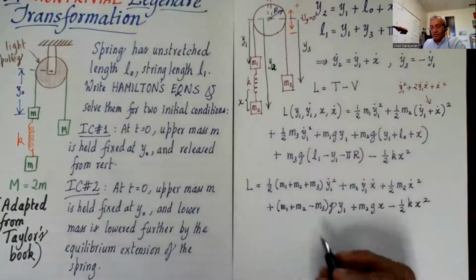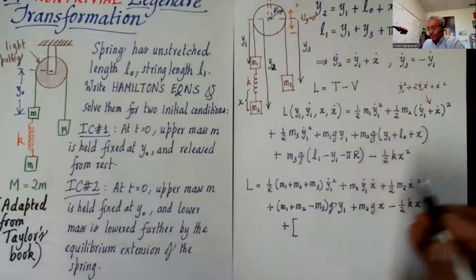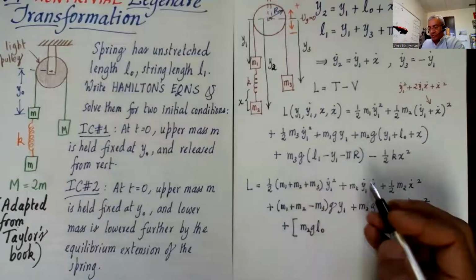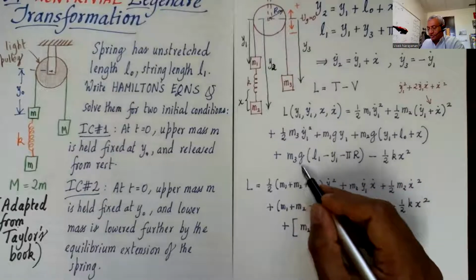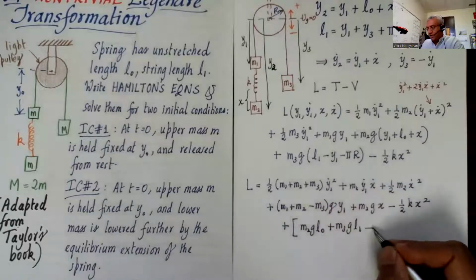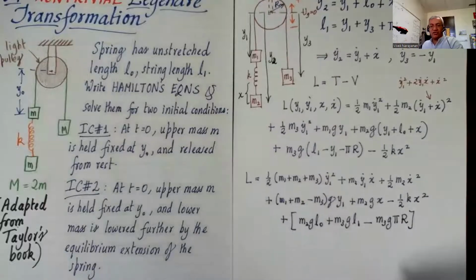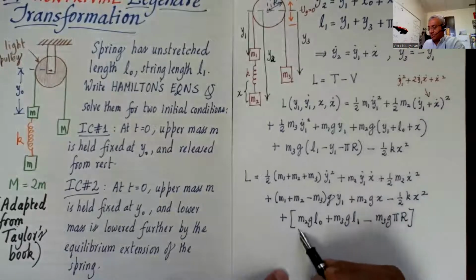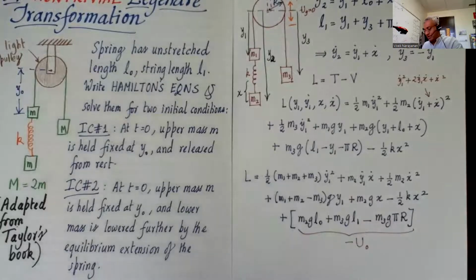And then I have a bunch of constant terms. So what are the terms I've not written? It's m2 g L naught, m3 g L1, and m3 g times pi r with a negative sign. These all are constant terms. They will play absolutely no role in the Euler-Lagrange equations. So I'm just going to call this negative u naught.